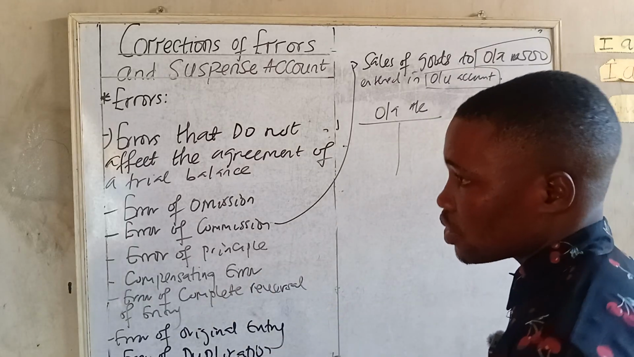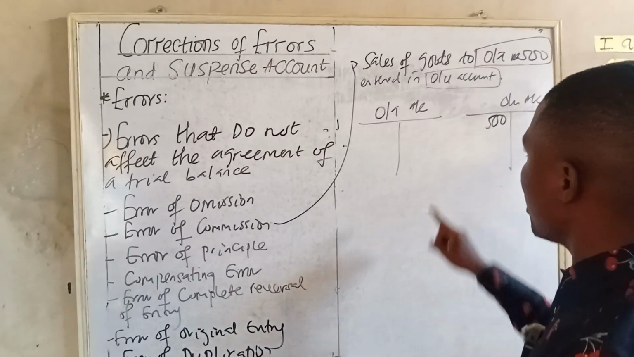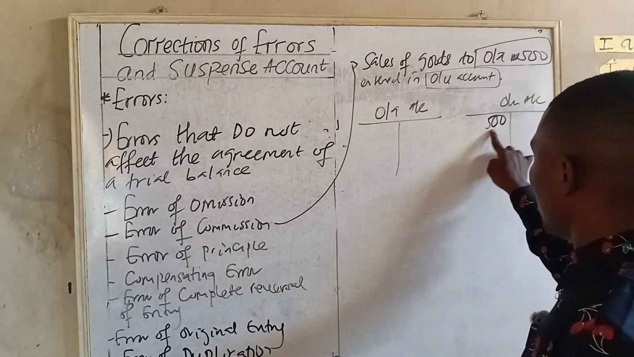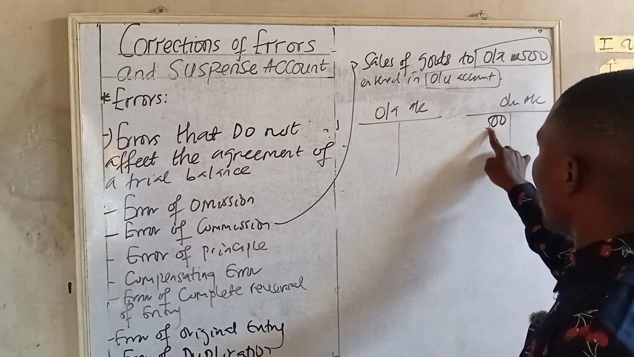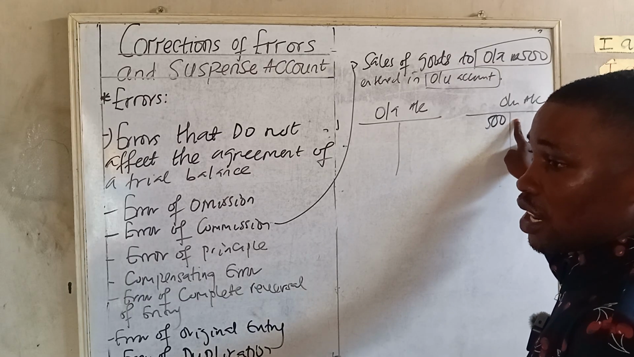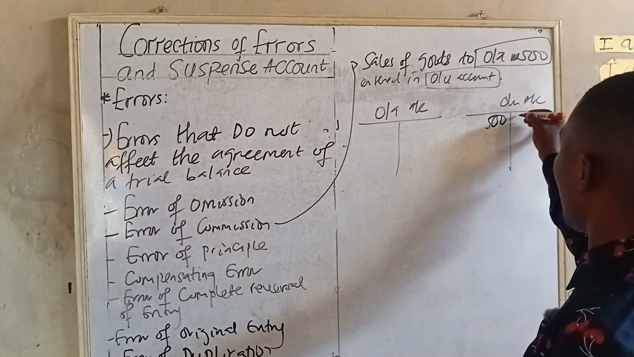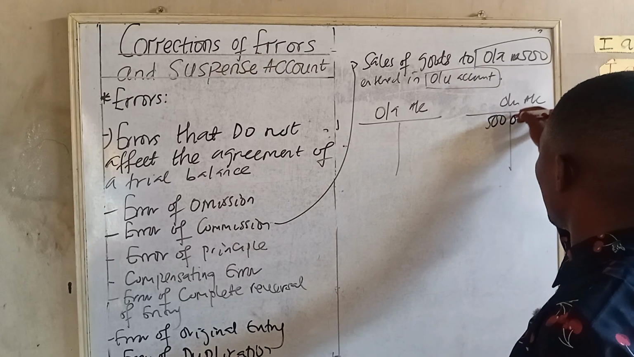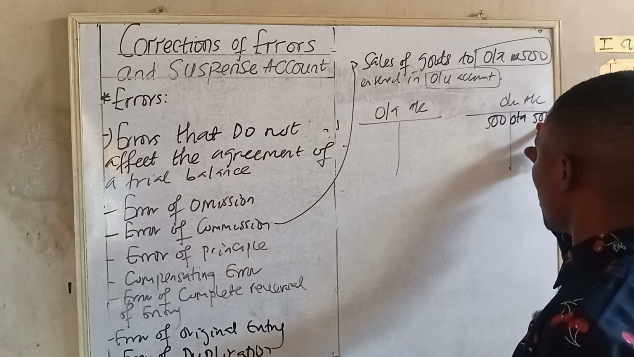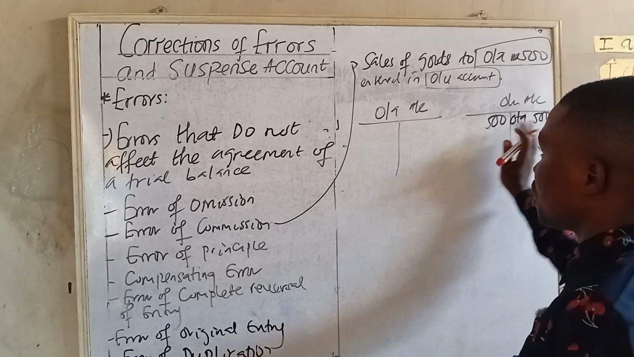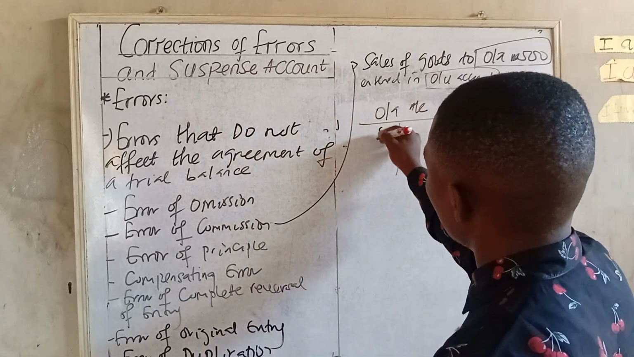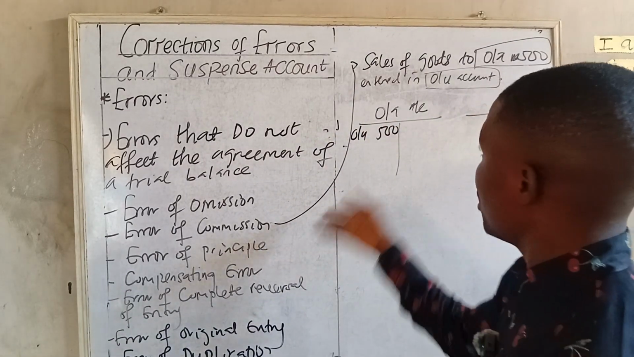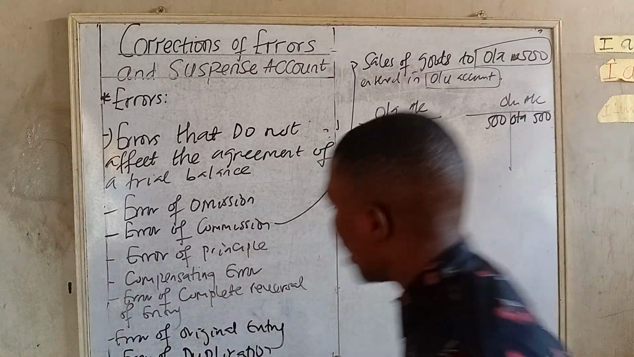If you want to cancel an entry, you record it on the opposite side of the account. Let's say I want to cancel this money here. I have to record on the opposite side, so I credit 500 here in the name of Ola. So this I have already cancelled, which means Olu does not have any money left here. Then we debit Ola. So this is how to correct an error of commission. I hope you get it now.